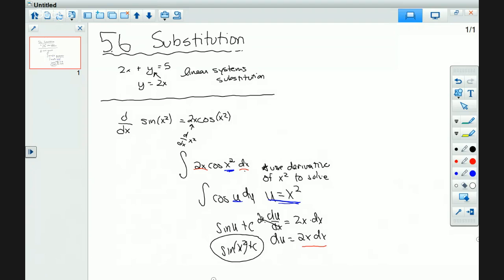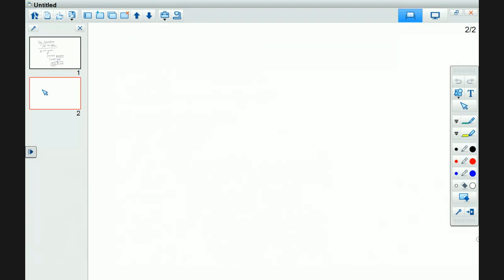Let me show you one more. I'm going to show you several more. Let's look at another trig function.